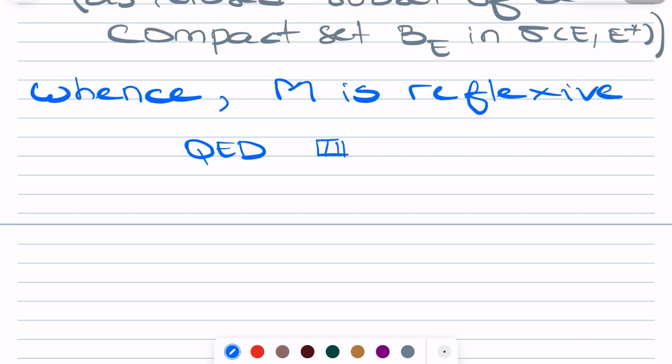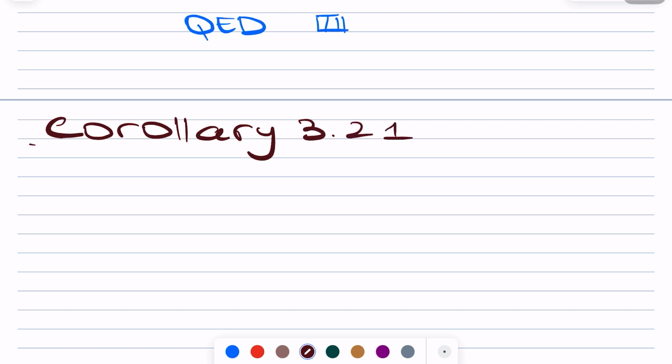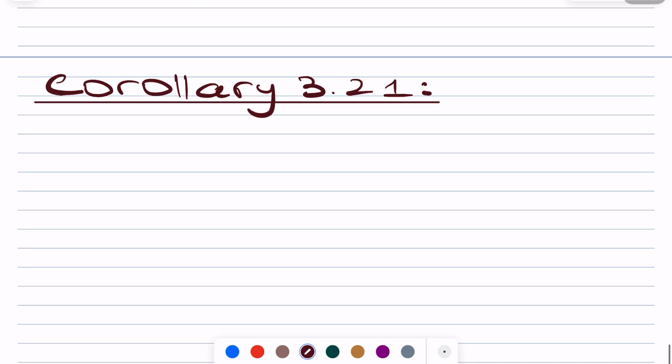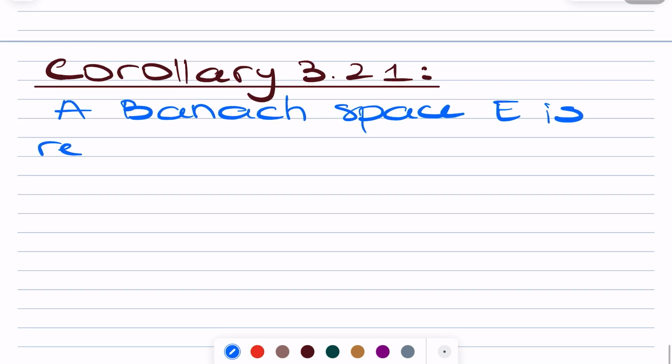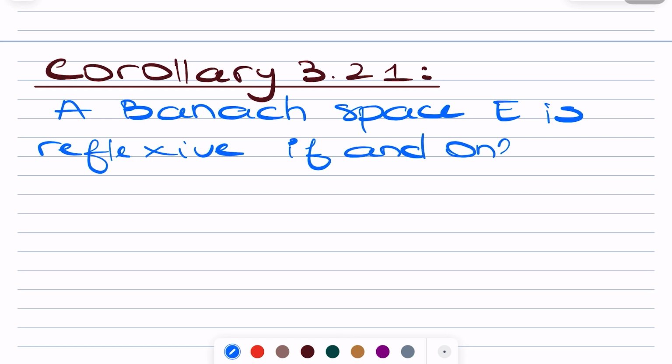Okay, corollary 3.21. Let's look at some of the consequences of that proposition. Corollary 3.21: The Banach space E is reflexive if and only if its dual is reflexive.